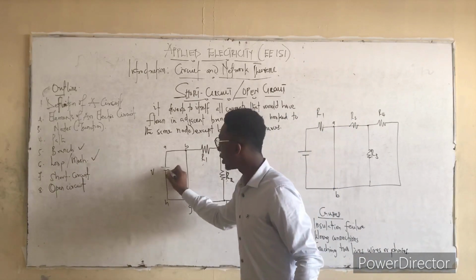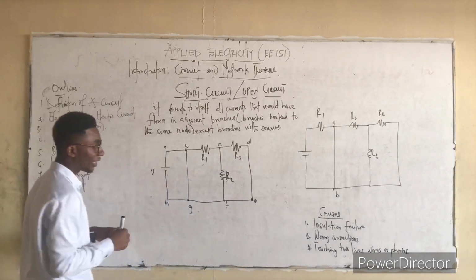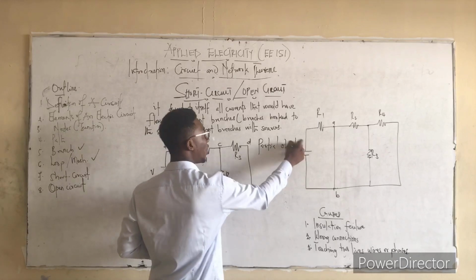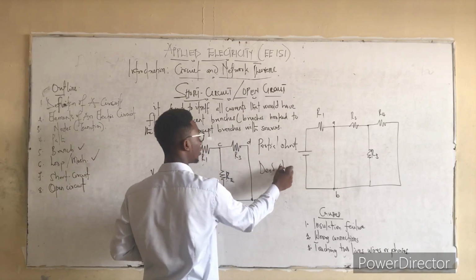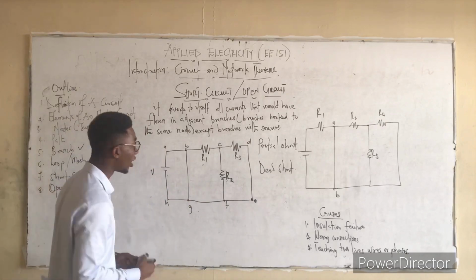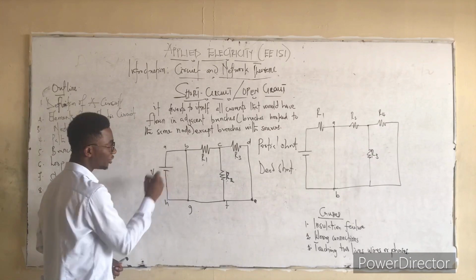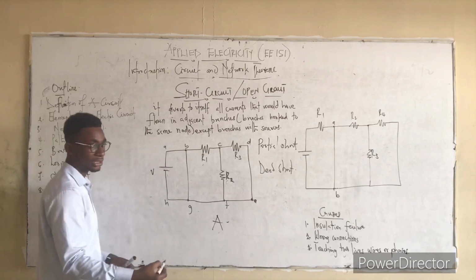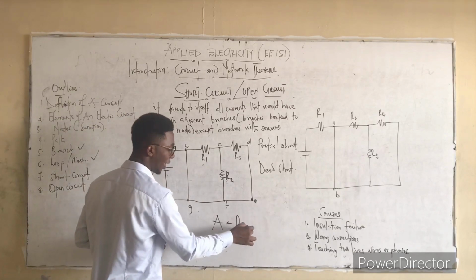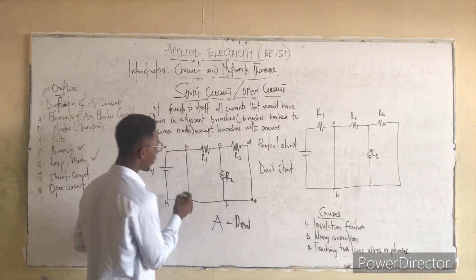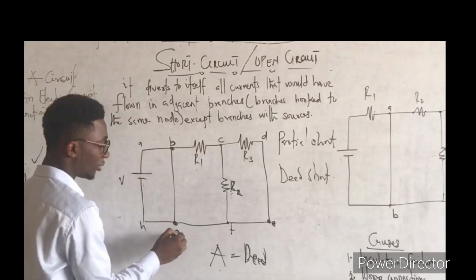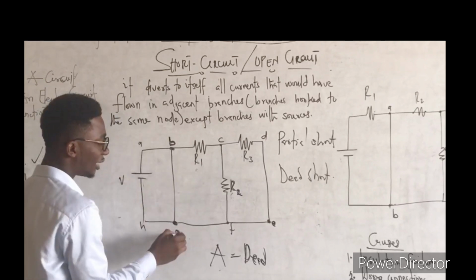So now, with a short circuit, you have what we call the partial short and the dead short. These two examples will explain the partial short and the dead short. This diagram A is giving a dead short. Why? When you consider this diagram, the short circuit you are seeing here is BJ. So the connection BJ is the short circuit.